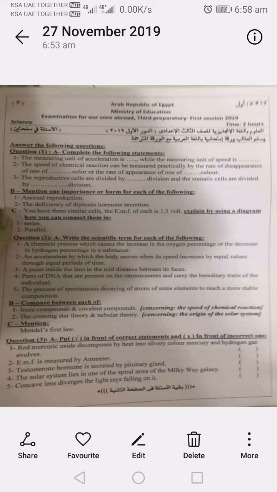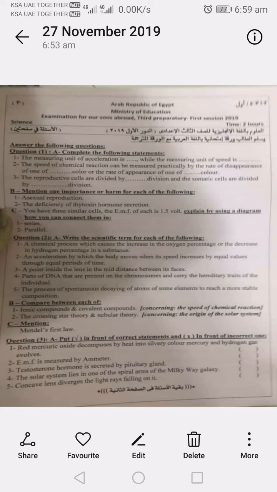Compare between ionic compounds and covalent compounds according to the speed of the chemical reaction. Ionic compounds react faster than covalent compounds, which react slower. Crossing star theory, nebular theory. According to the origin of the solar system, in the crossing star theory, the origin of the solar system is the sun. In the nebular theory, the origin of the solar system is a nebula, a cloud of gases.